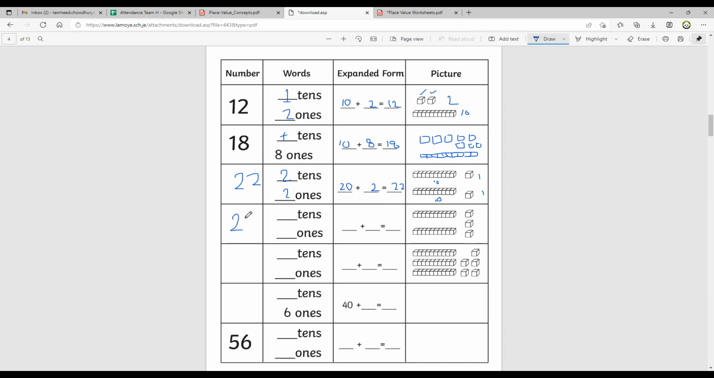23, correct. And tell me, two tens and three ones, 23, correct. 20 plus 3 equals 23.